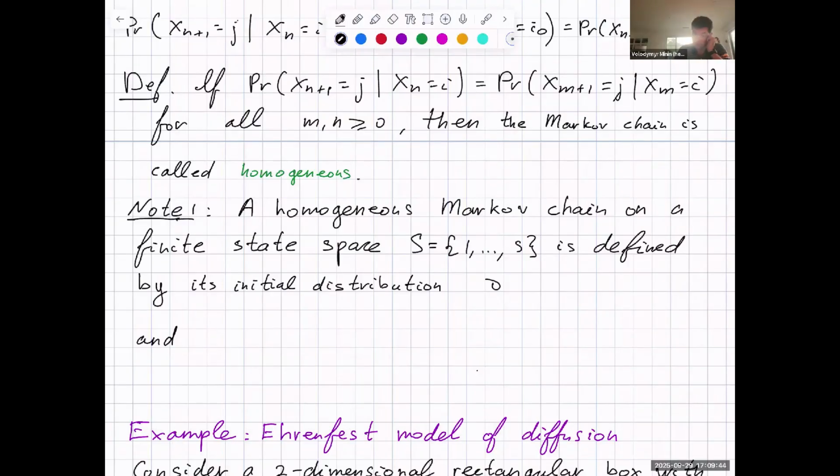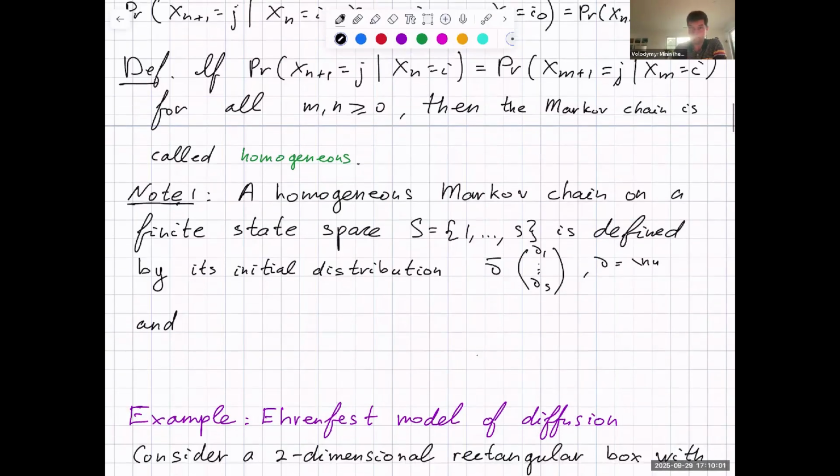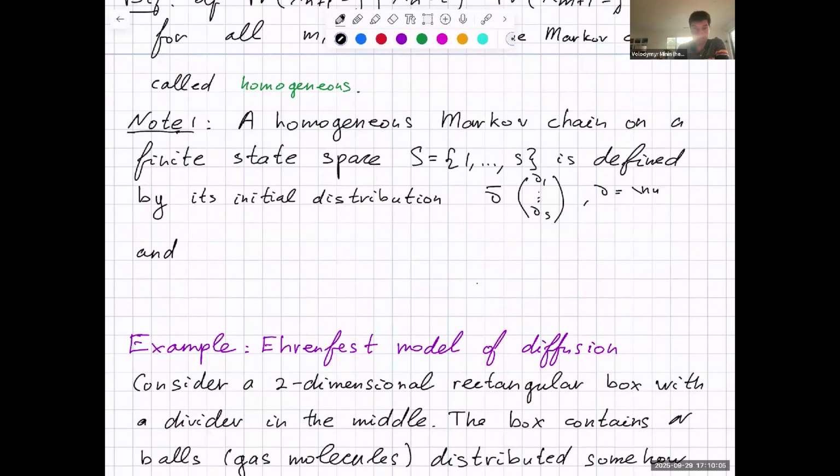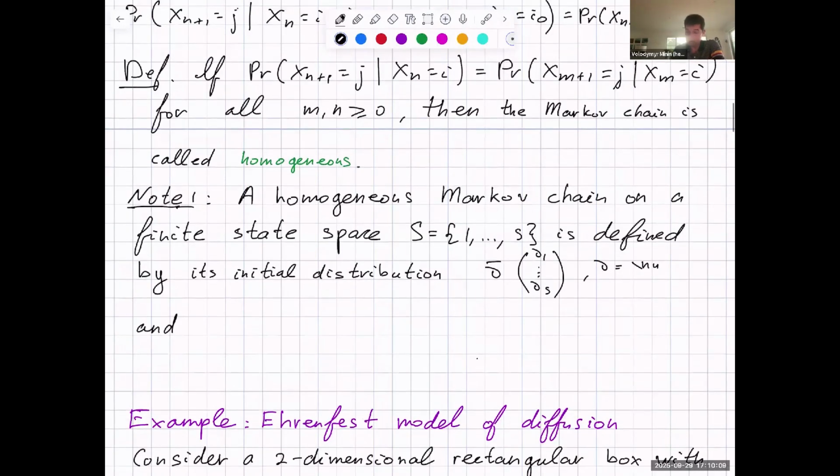Let's call it nu. My handwriting is horrible, but in LaTeX that would be nu, not mu, just to make it clear. And this initial distribution is just a vector of probabilities which tell me where to start the process.